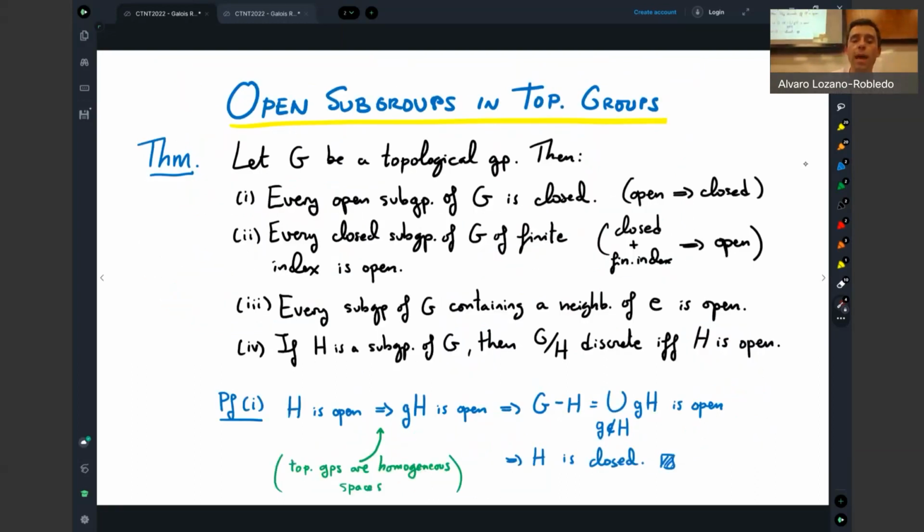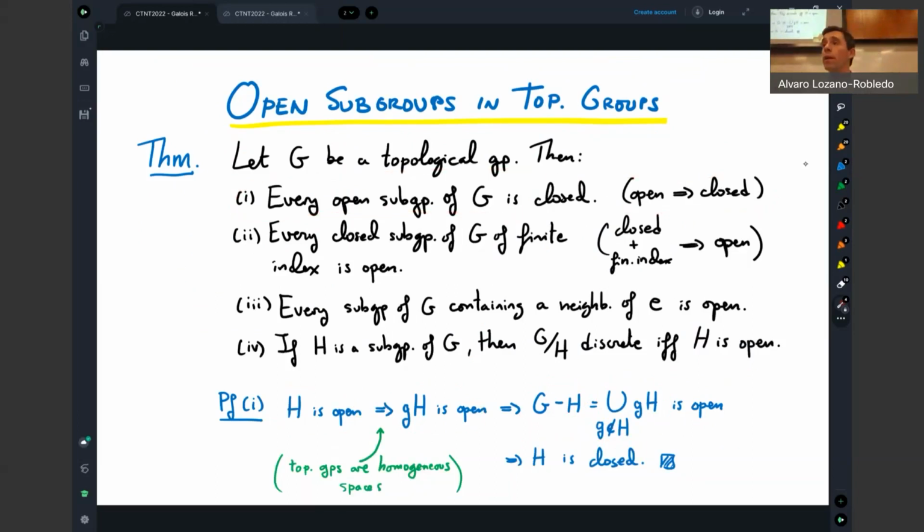So what happens is that if I have an open subgroup, then the cosets are also open. And then G minus the subgroup that I'm interested in is a union of cosets, so it's open in the topology. Therefore, H is closed. Okay, so that's one proof, explaining that open subgroups are closed.